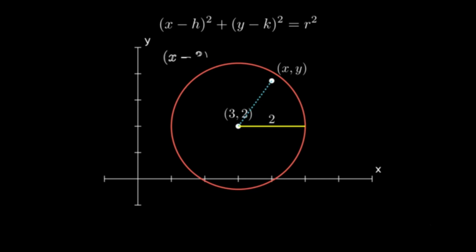Substituting our specific values, we get (x minus 3) squared plus (y minus 2) squared equals 4. Notice that 4 is the square of our radius, which is 2. This equation precisely defines our circle in the coordinate plane.